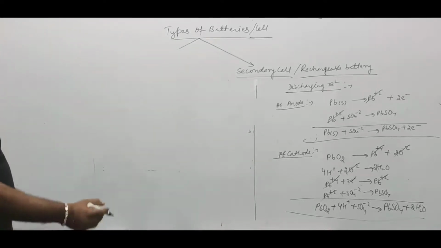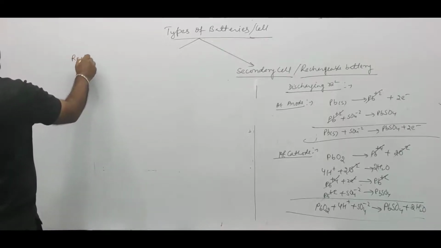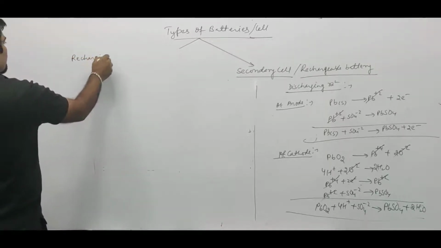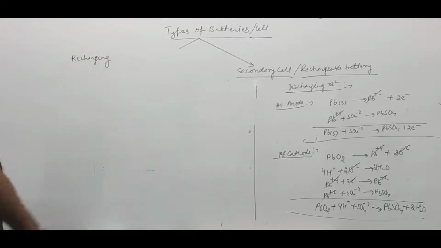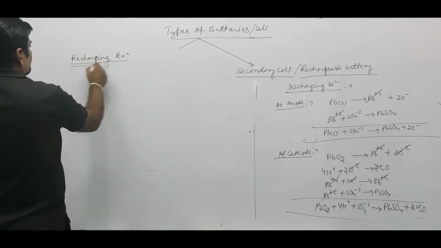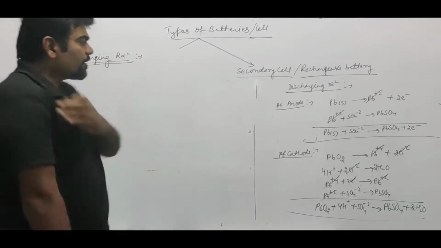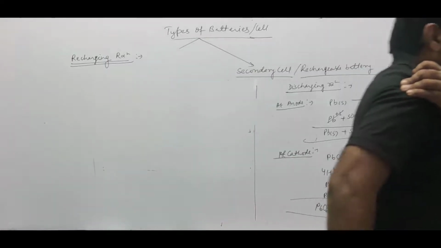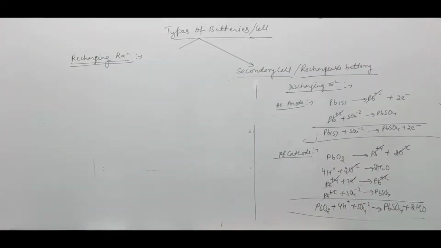Okay. Now, after consuming, we'll connect them through the external circuit. So there will be recharging reactions. But before that, see discharging reactions. At anode, lead is converted to lead 2+, while lead 2+ in presence of SO4 2- becomes PbSO4. Alright. In recharging reactions, what will happen?